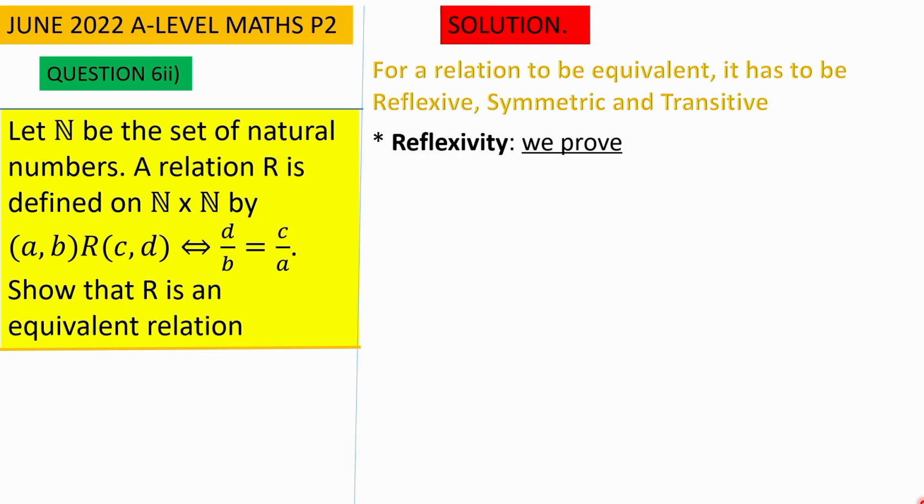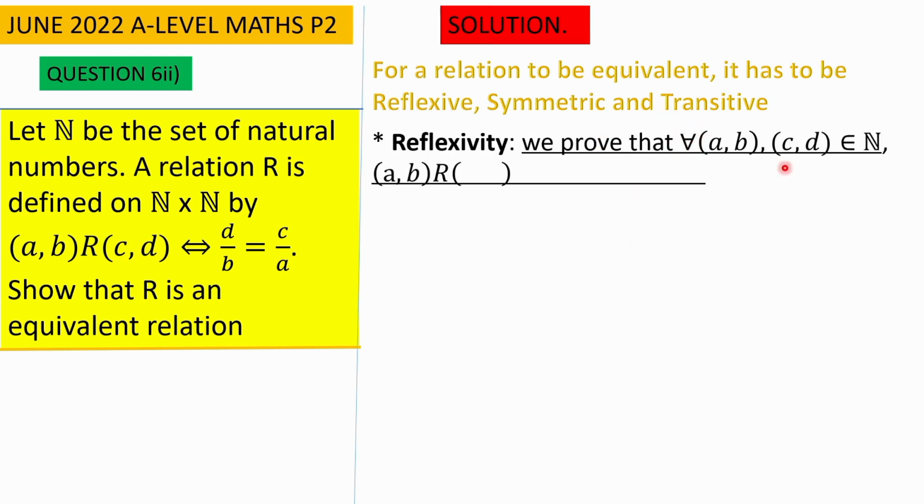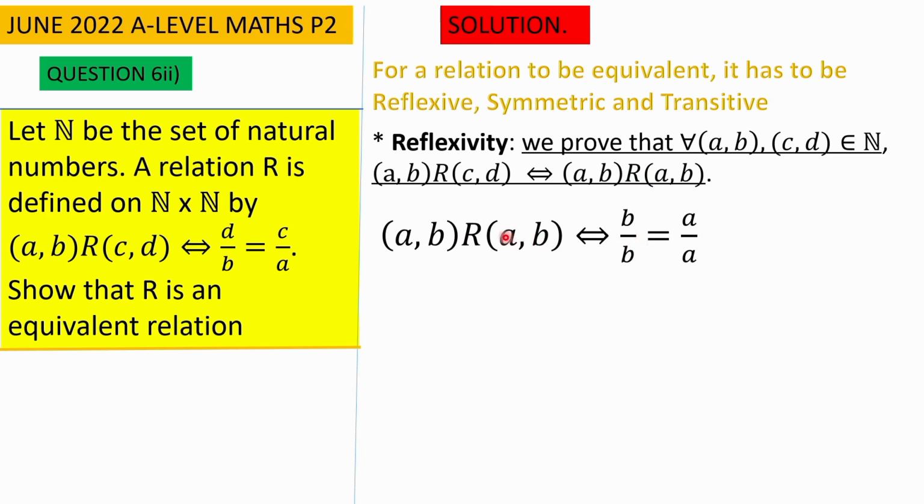So we prove that for every (a,b), (c,d) in N, (a,b) related to (c,d) implies that (a,b) is related to (a,b), or (c,d) relates to (c,d). Both cases are the same. Now, to prove that (a,b) relates to (a,b), we replace. Here we have (a,b) relates to (c,d), and here we have (a,b) relates to (a,b). It means that a has taken the place of c and b has taken the place of d. So we are just replacing.